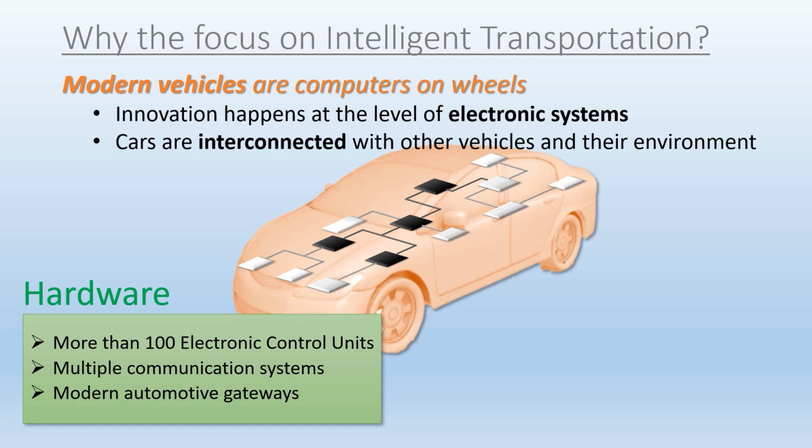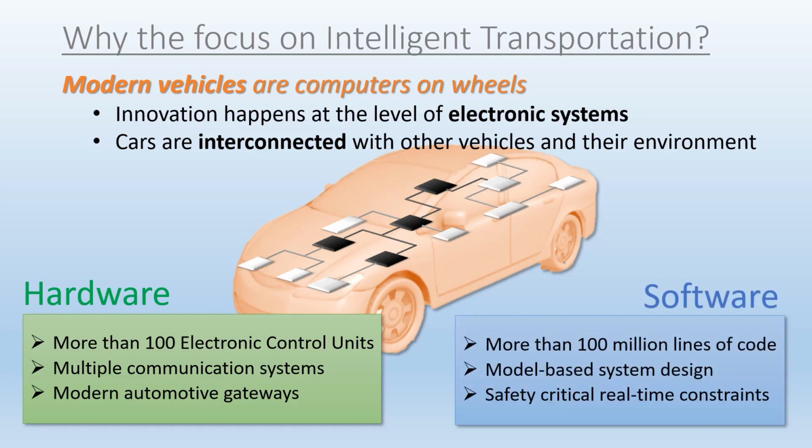And just to give you an idea of what we are talking about when we say cars are computers on wheels, a modern vehicle today will have tens or even hundreds of so-called electronic control units, which are basically small computers interconnected with specific automotive buses and controlled by powerful automotive gateways.